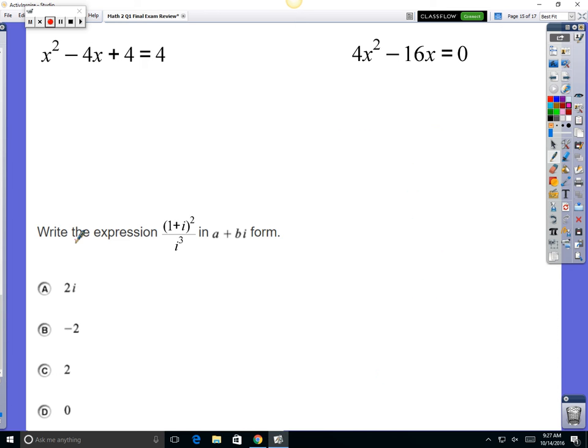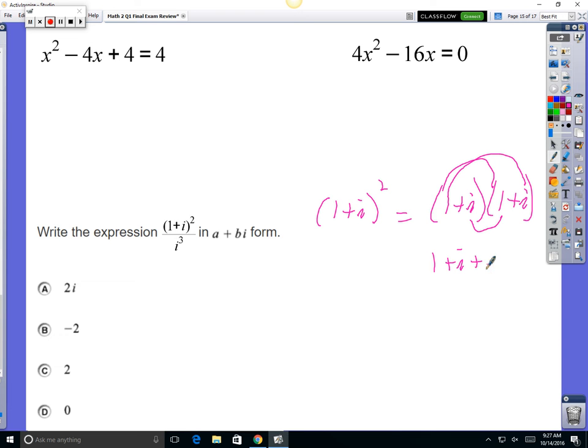Okay, this one on the bottom, write this in complex form. So that's the real part, that's the imaginary part. So let's do the top. If you got 1 plus i squared, that's 1 plus i times 1 plus i. So 1 times 1 is 1, 1 times i is i, times 1 is i, times i is a minus 1. So the 1 and the minus 1 are nothing. So on top you have got 2i.